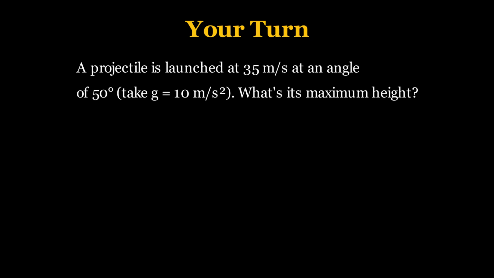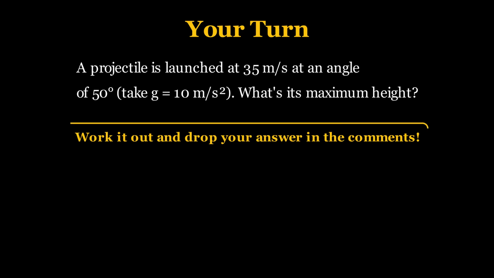Here's one for you to try. A projectile is launched at 35 meters per second, at an angle of 50 degrees, taking g equals 10. What's its maximum height? Work it out, and drop your answer in the comments below.